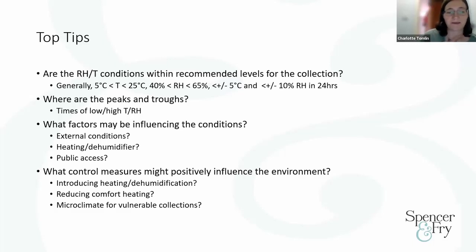So if you've noticed that the external conditions are affecting the environment, is there anything you can do to control that? Can you introduce heating or dehumidification to level out those peaks and troughs? Can you reduce comfort heating, which sometimes is the cause of quite variable RH conditions? And do you need any microclimates for vulnerable collections?